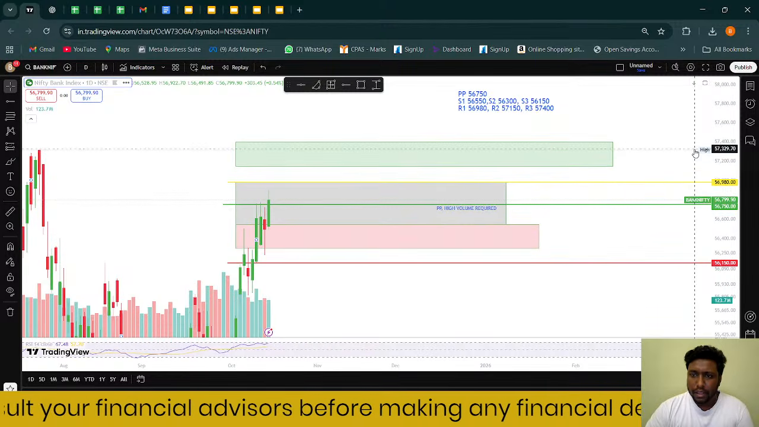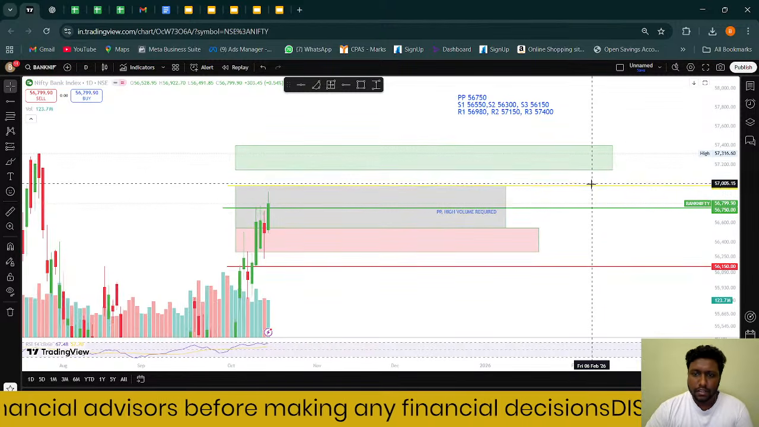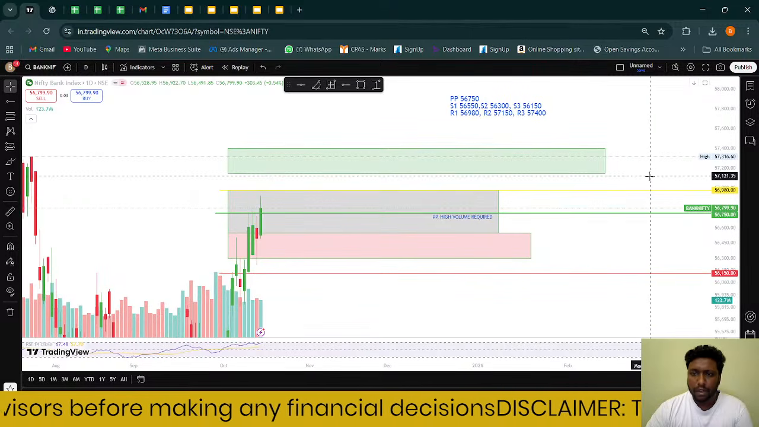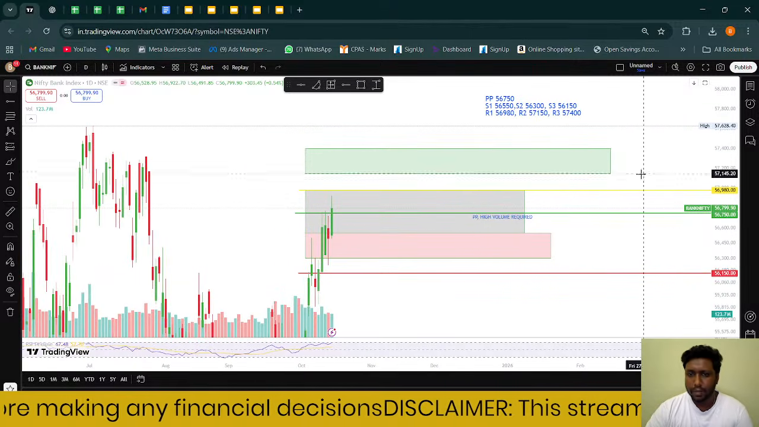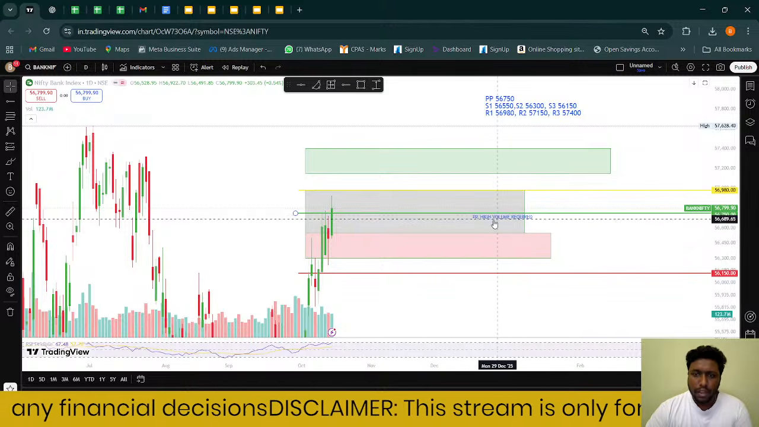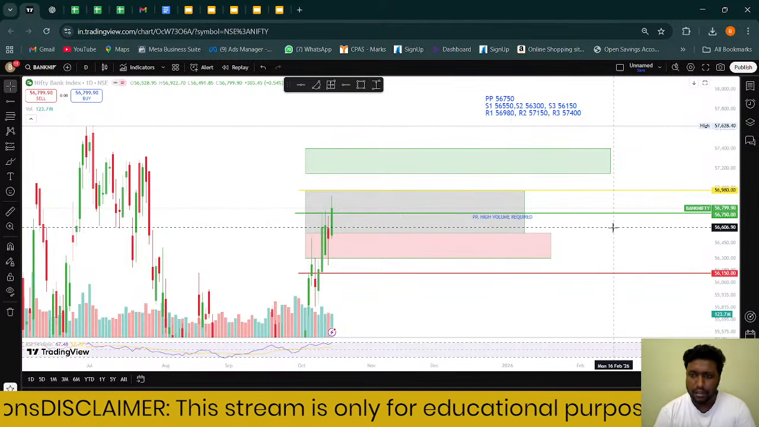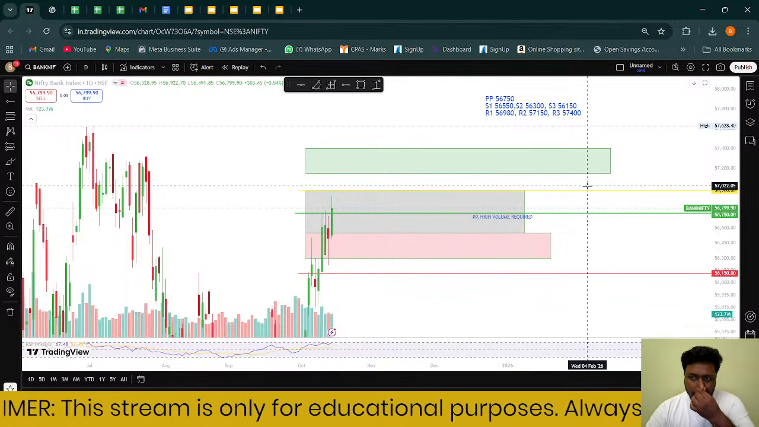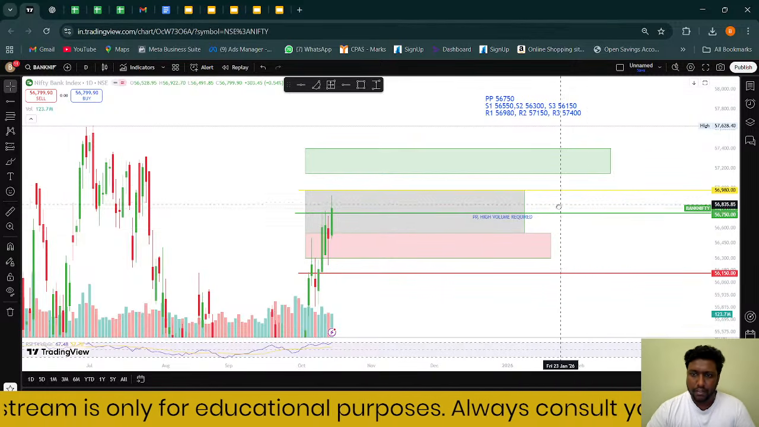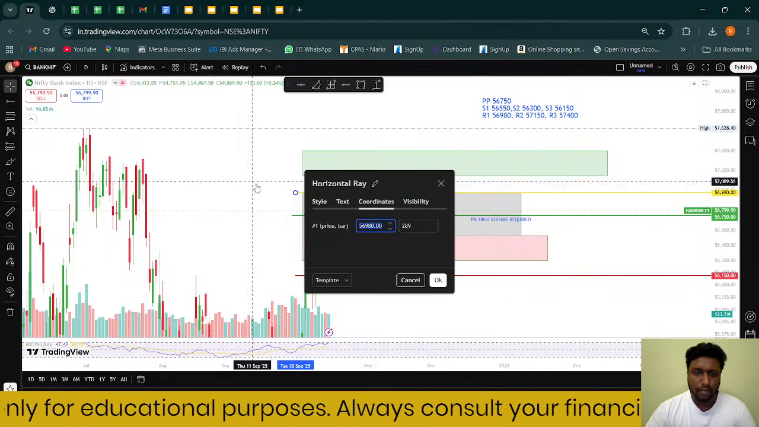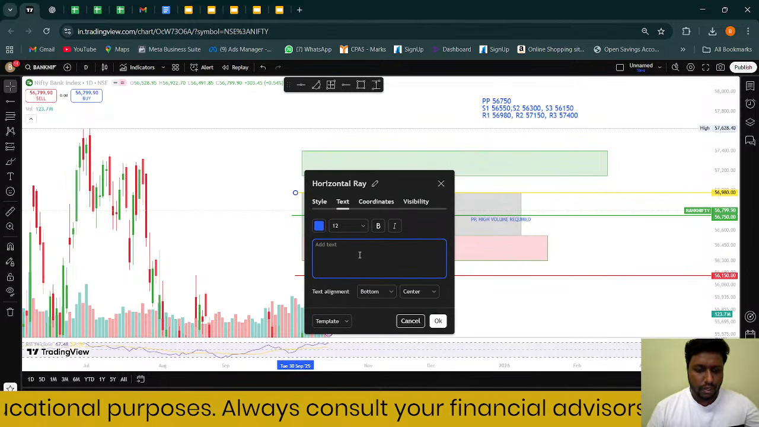So similarly, like I said in Nifty, we can consider this level as a trailing SL point or partial booking point. So keep this in mind that any movement above this pivot point with a higher volume in the market is going to test initially at 56,980, which is our R1. Let's simply mark it R1. This is R1.